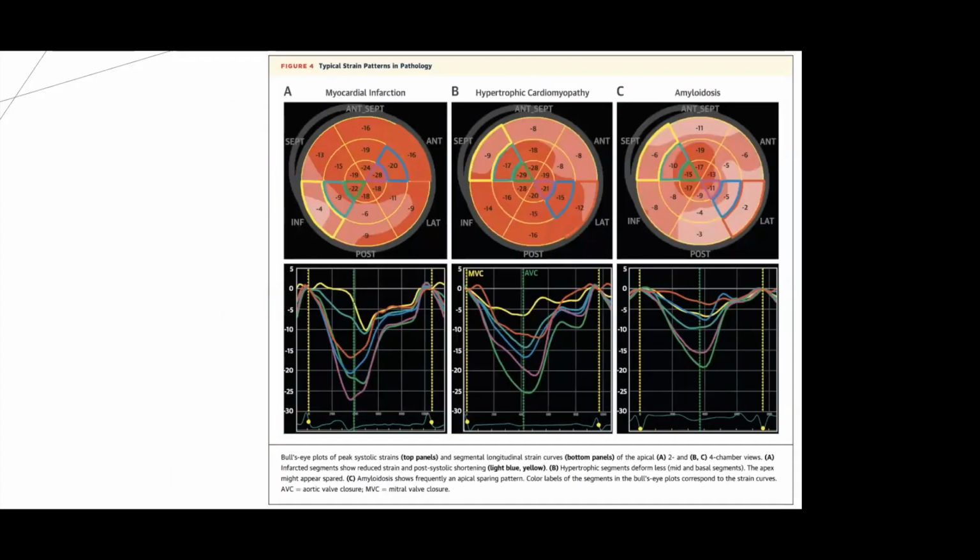And then here's different strain patterns for patients with different cardiac disease. So panel A shows myocardial infarction, how our bullseye plot looks. We see that the area that's infarcted is not moving as well as the rest of the myocardium. Here in hypertrophic cardiomyopathy, we have a different strain pattern, and then our amyloid cherry on top pattern.